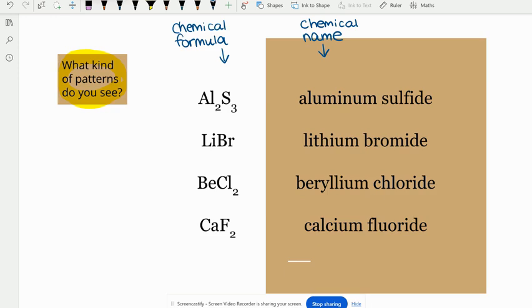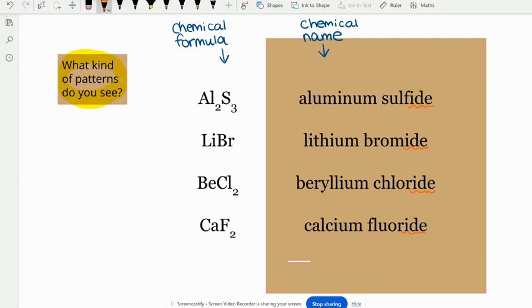The most important one is my second element. All their endings have changed. Instead of sulfur, we have sulfide. Instead of bromine, we have bromide. Instead of chlorine, we have chloride. And instead of fluorine, we have fluoride.